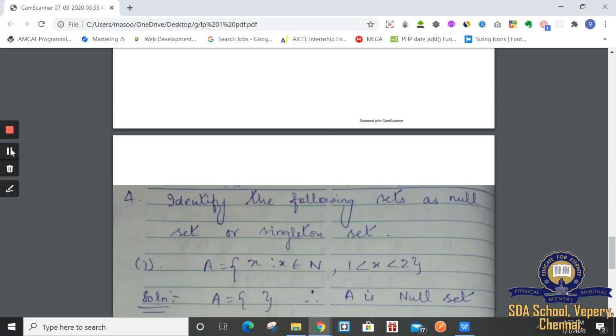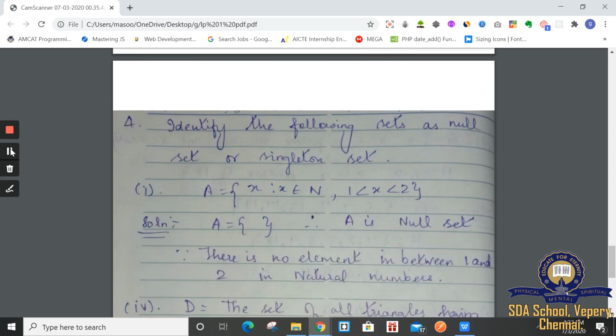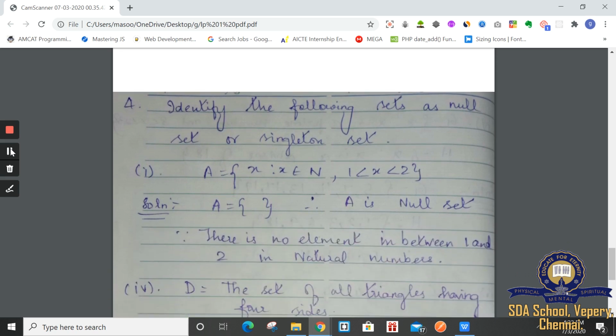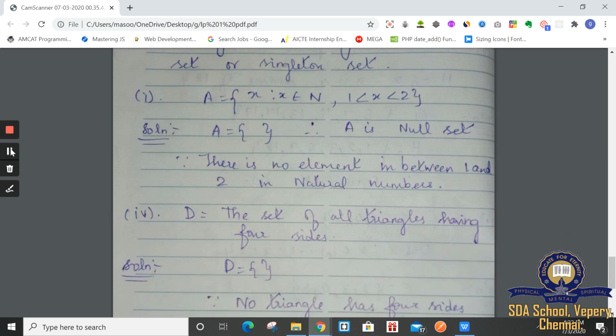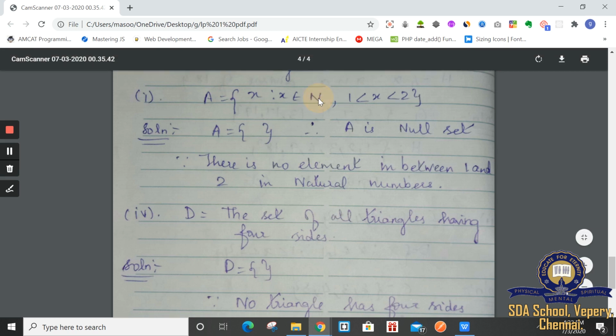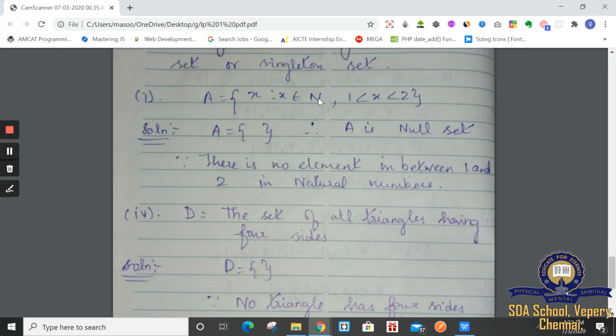Let's move on to the next sum, fourth sum. In this sum, we have to identify the following sets as null set or singleton set. So, the first subdivision, E equals x such that x belongs to N, 1 less than x less than 2. Hence, N stands for natural numbers. Natural numbers are counting numbers.